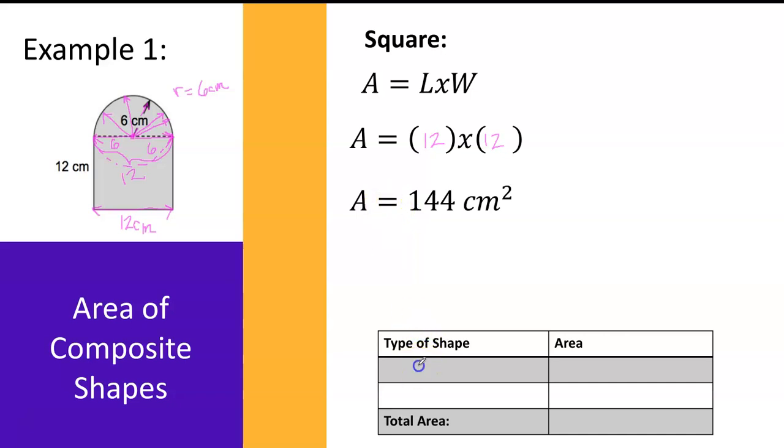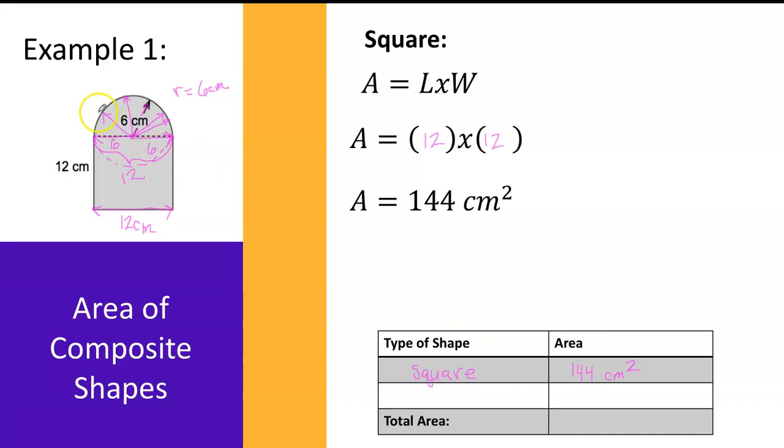So I'm going to come down here to my chart, and the first part on the left says type of shape. So we found the area of a square, and we found the area of that square to be 144 centimeters squared. So I write in 144 square centimeters.